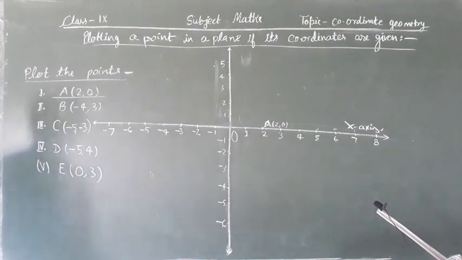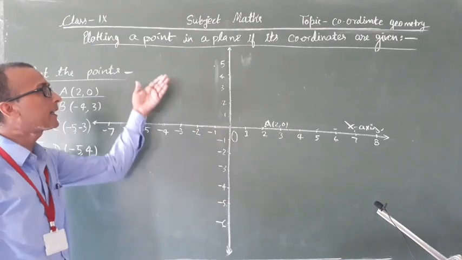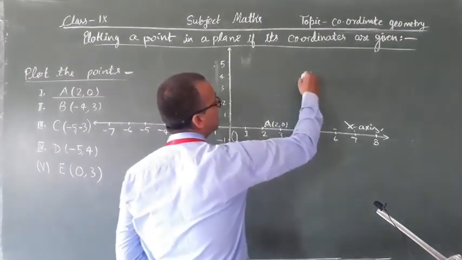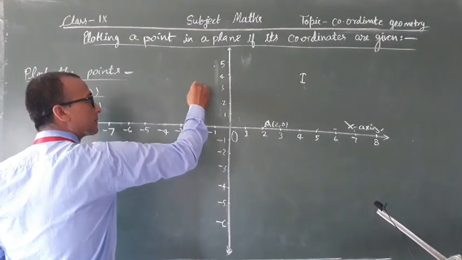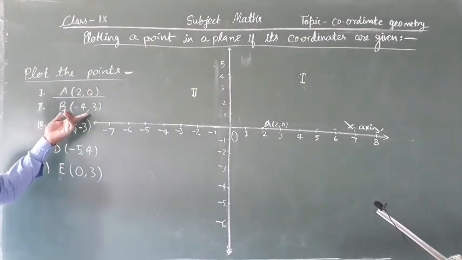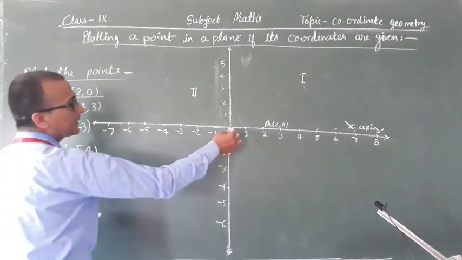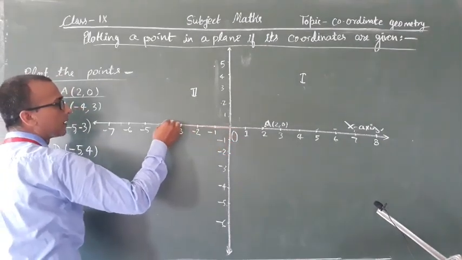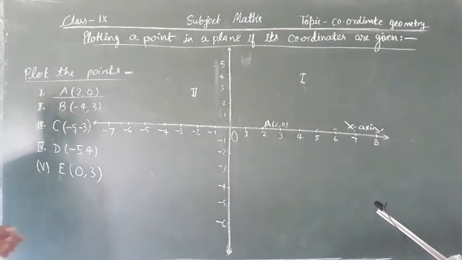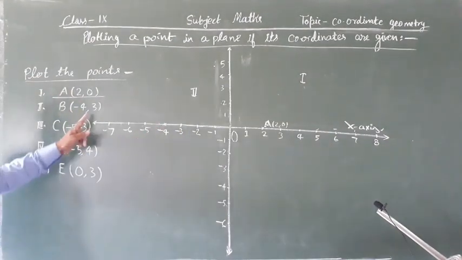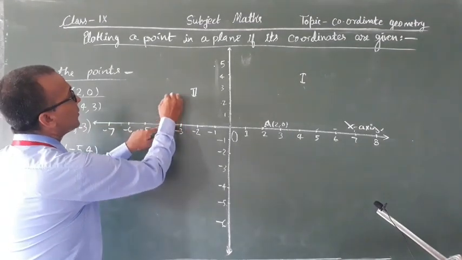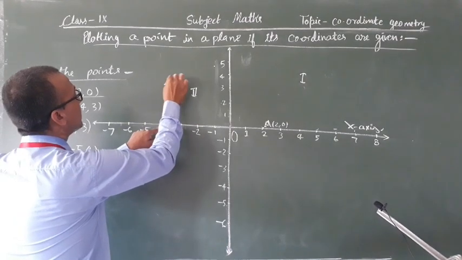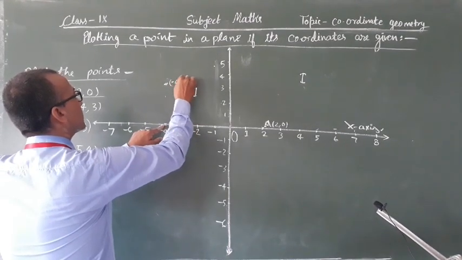The second point is B, that is (-4, 3), and it will definitely come in the second quadrant. It is the first quadrant and it is the second quadrant. Let us plot it. On the x-axis we will go to where the point -4 is situated, it is here, and then 3 units in the upward direction: 1 unit, 2 units and 3 units. This point is (-4, 3).